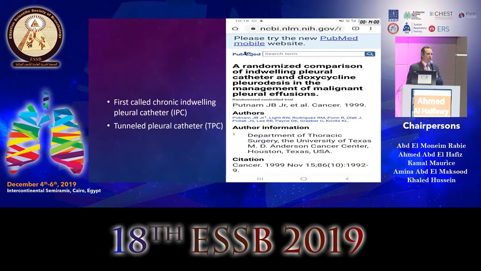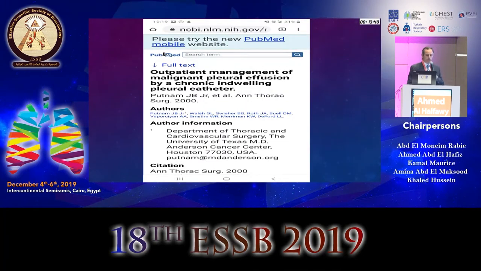So this year marks the 20th anniversary of the indwelling catheter as we know it now. The first publication was in 1999, about the comparison between the indwelling catheter and doxycycline pleurodesis for the management of malignant pleural effusions, which was followed the year after with another paper from the same group of physicians, outpatient management of malignant pleural effusion by a chronic indwelling pleural catheter.